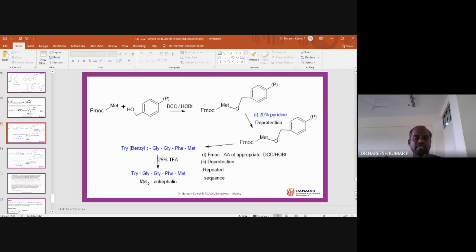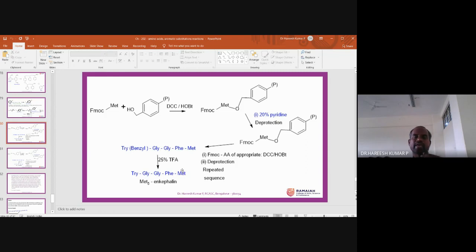So in solution phase synthesis, you start with the N-terminal end of the amino acid, whereas in solid phase peptide synthesis, you should start with the C-terminal end of the amino acid. So here I am talking about solid phase peptide synthesis. I have to take this methionine. How do I take it?